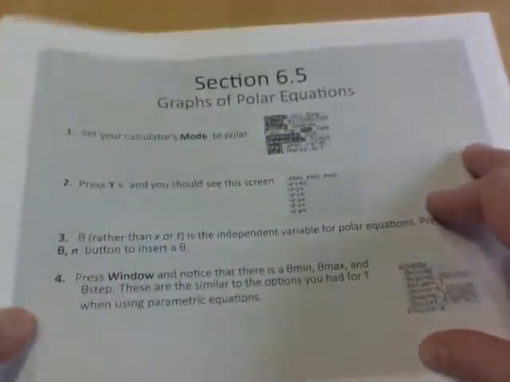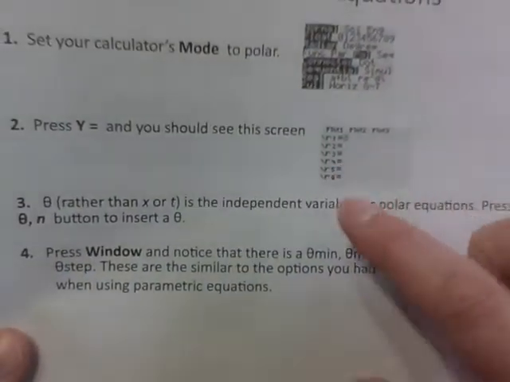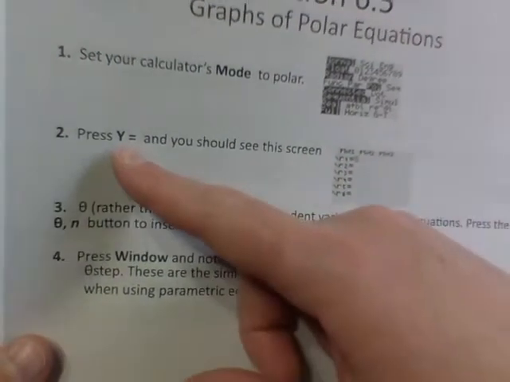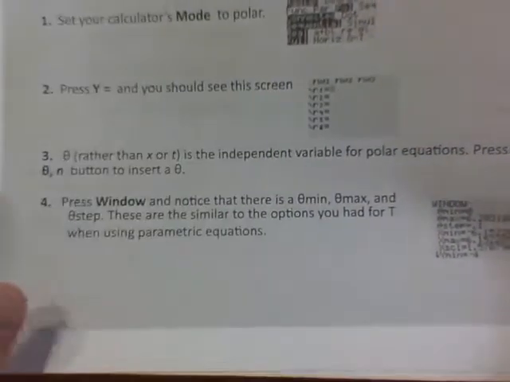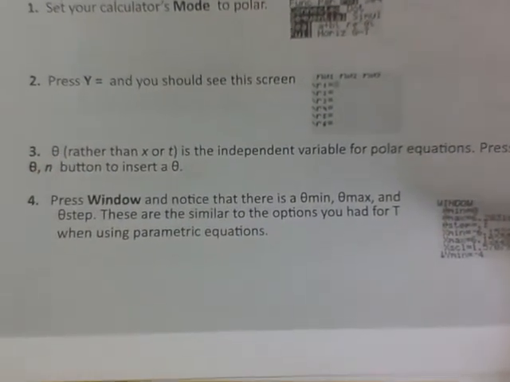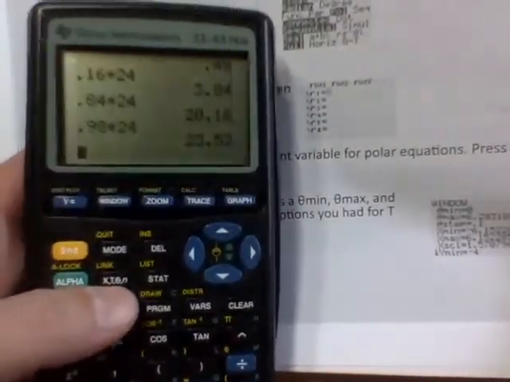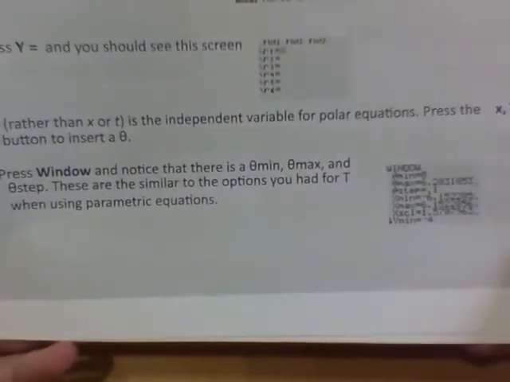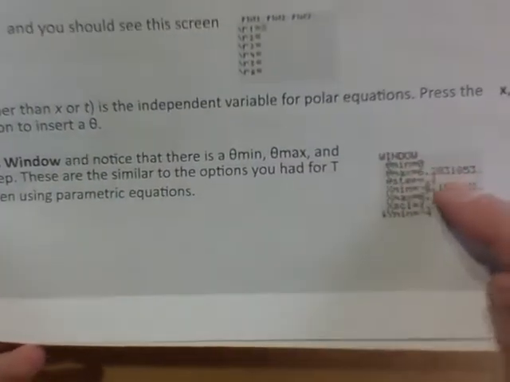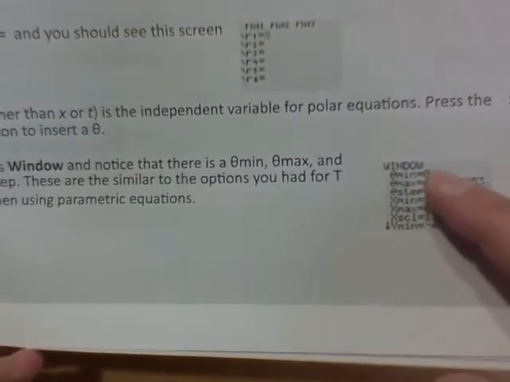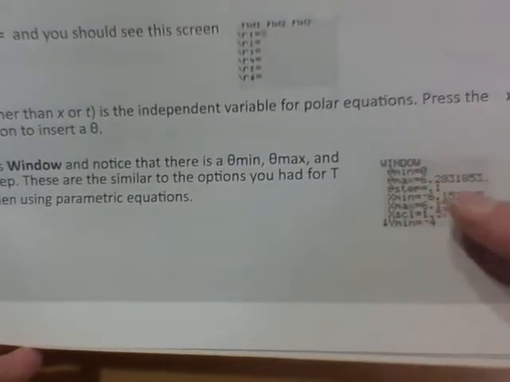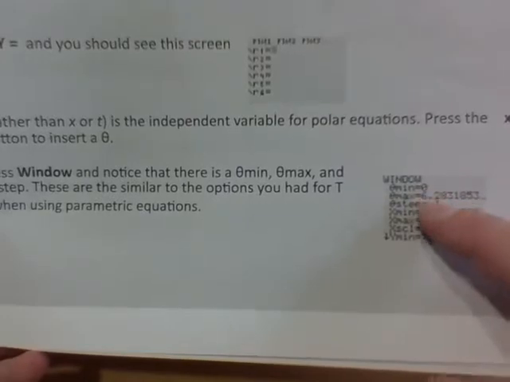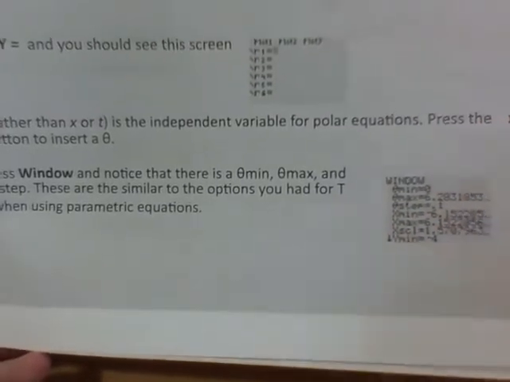We already talked about this in the last lesson, but again, notice that you're going to have r in your Y equals button, so watch for that. And then theta is going to be your X key. When you press it, instead of X or T, it's going to be theta. Our window now has a theta minimum and a maximum. We're going to use that especially when they ask on what interval you get the full picture. You're going to want to change this interval so that you can change how far the graph is being pictured.